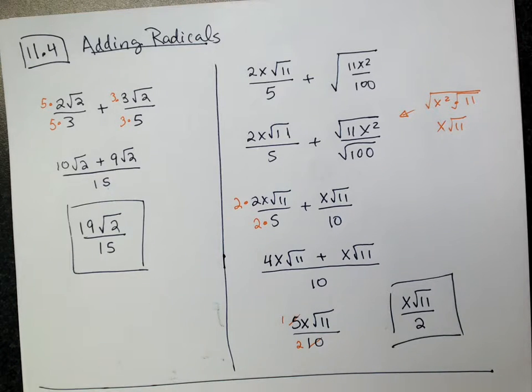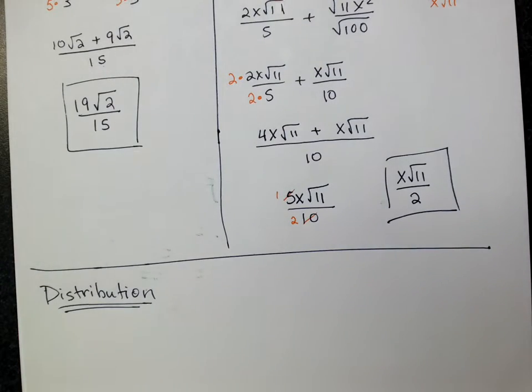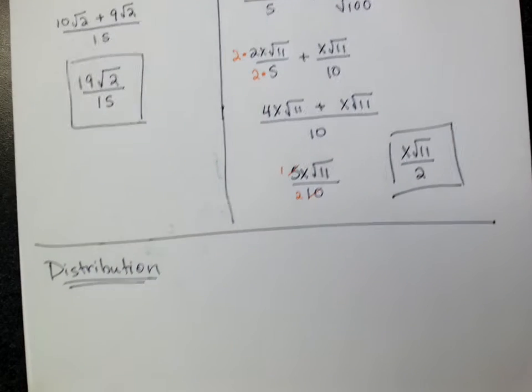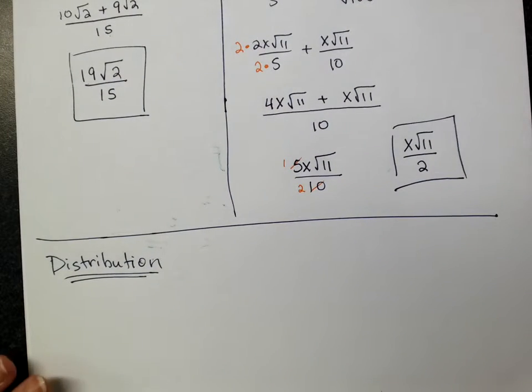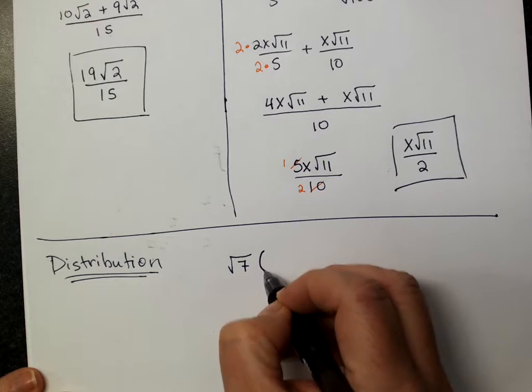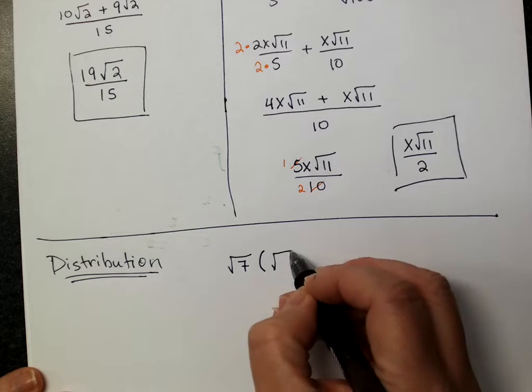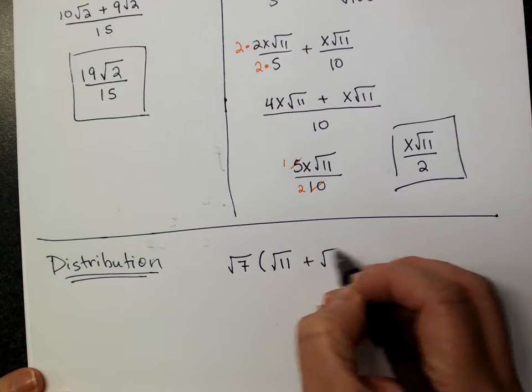Okay. So let's continue in 11.4 and pick up where we left off with multiplication, specifically distribution. So we showed an example or two of that last time. So we'll start with one example there and then move into our other special products. So distribution, for example, square root of 7 is on the outside of this binomial that contains square root of 11 plus square root of 7.